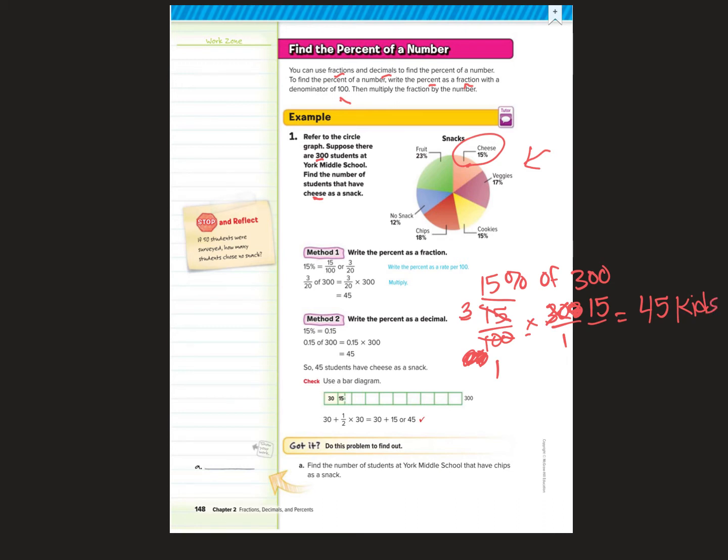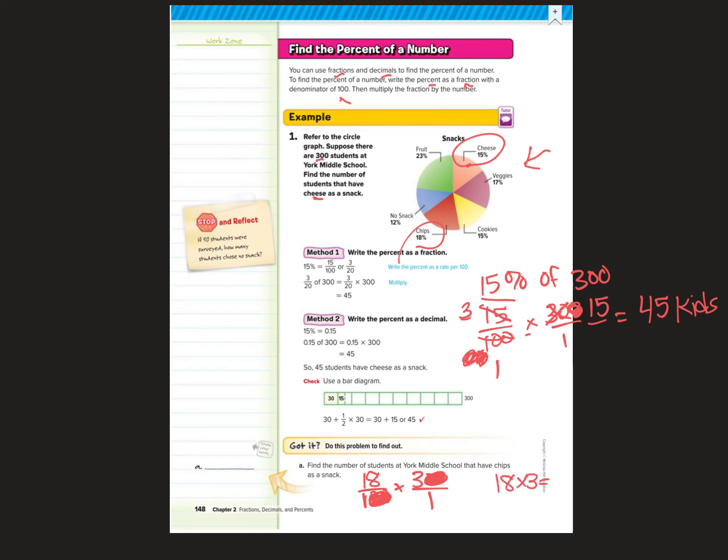Find the number of students that have chips as a snack. So let's try that again. Chips is 18%. So if I do 18 over 100, multiply it by 300 kids. Oh, let's do this. Why didn't I do this last time? Divide by 100, divide by 100, right? 100 divided by 100 is 1. 300 divided by 100 is 3. Then I just need to do 18 times 3.